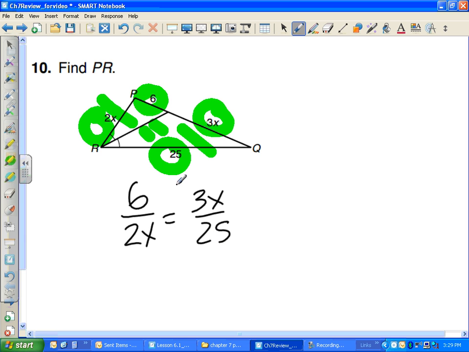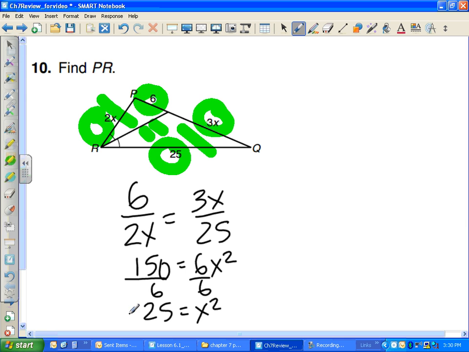Okay, multiply 6 times 25. What's that going to be? Don't make me do that in my head, but if you must, and I will. Well, I know 4 times 25 is 100, times 2 more of these, I'm at 150 equals 2 times 3 is 6 x squared. Divide by 6, divide by 6. So now I have 150 divided by 6 is, well, guess what that is? 25 equals x squared. Do one last thing, which is do the square root. Square root. x equals 5.